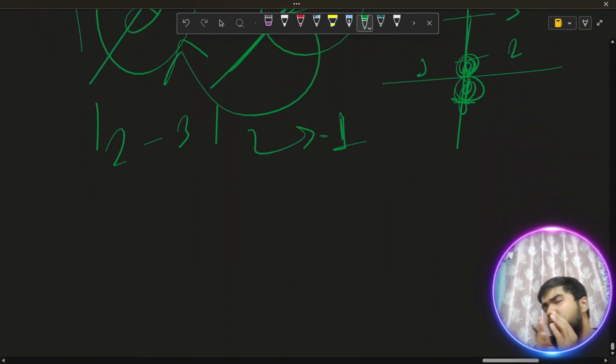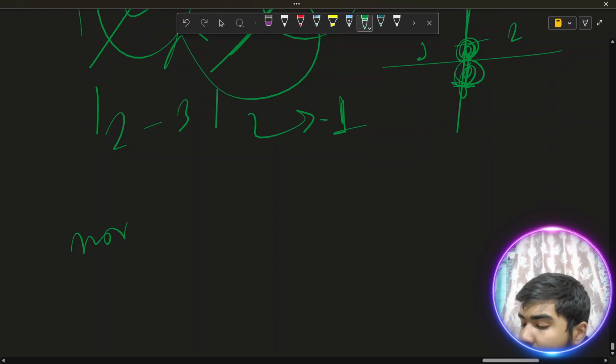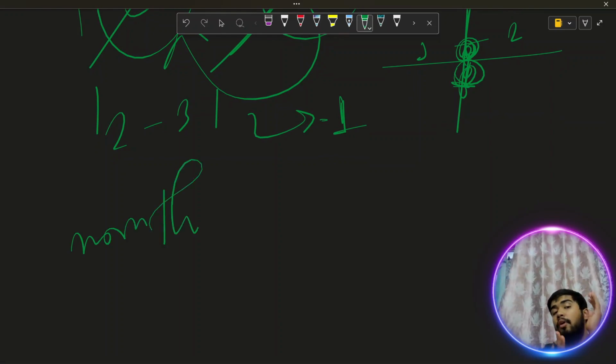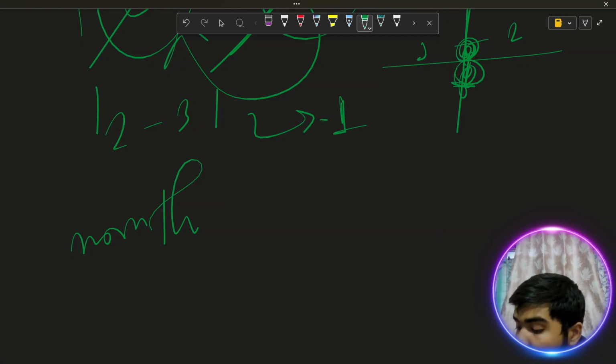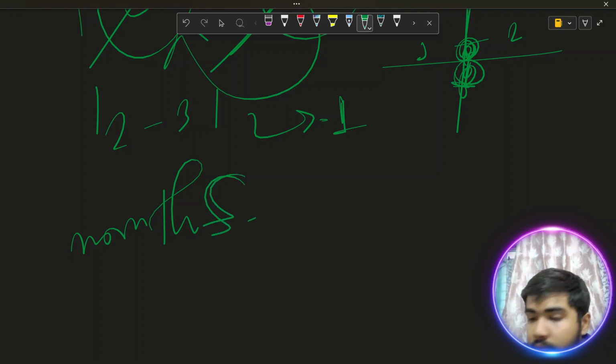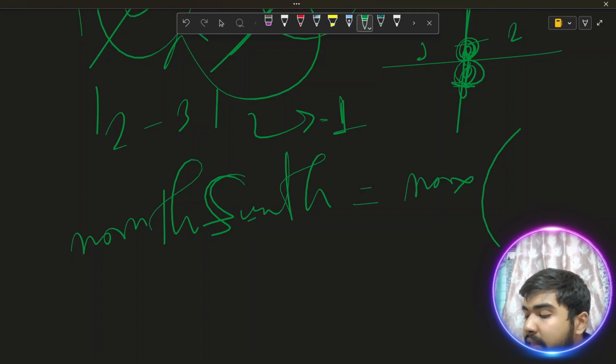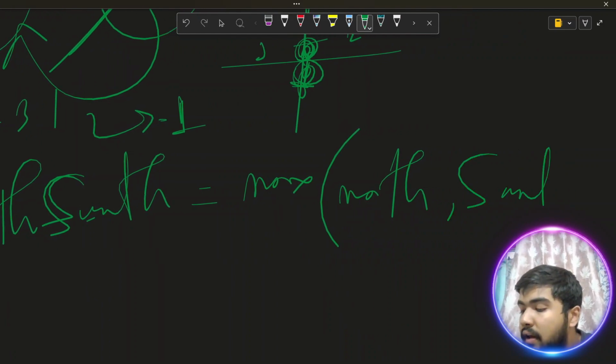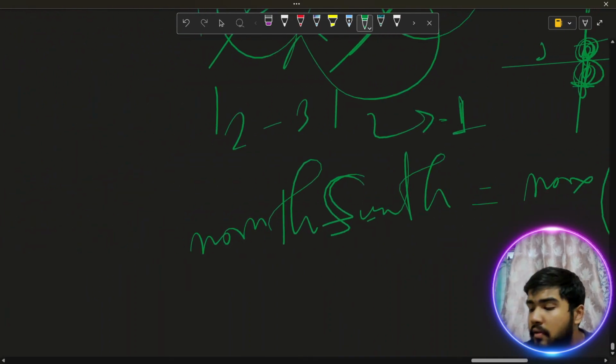So from the naked eye, it's so clear: if my north is the winner, I'm just considering my north and south game. Let's focus on that only first. Whichever is the maximum till that point, I will store as my north-south max, till north and south. Whoever is the max, give me that, and give me the min also.